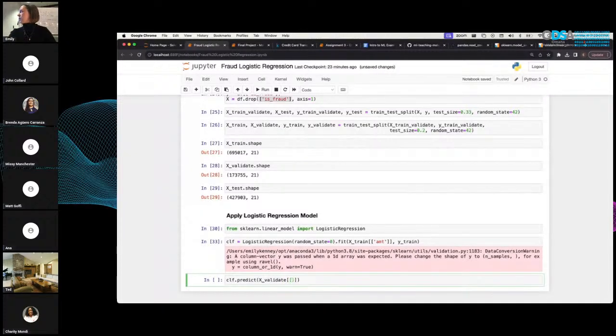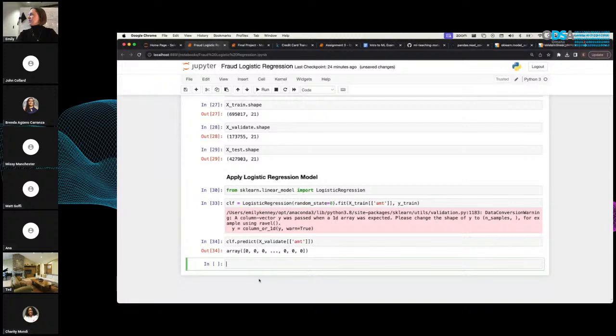But remember, we only pass amount to training, so we can only pass amount to validating. Whatever columns you pass to your training set, when you call predict on your model, it has to be that same column.